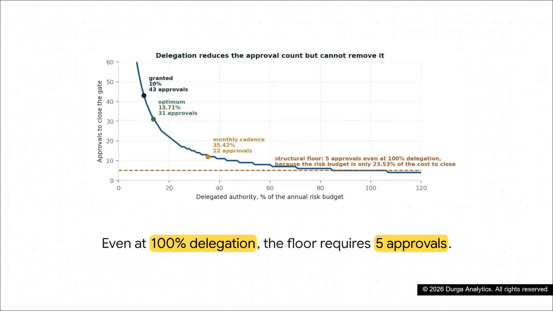Because the annual risk budget for our reference desk is only 23.53% of the total cost needed to close that statutory gate, even if you delegated 100% of your entire risk budget to a single trader's authority, you'd still hit an irreducible floor of 5 approvals. Delegation moves you along the curve, sure, but it cannot pull you off it entirely.